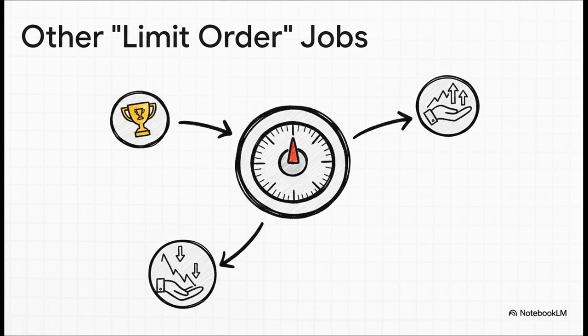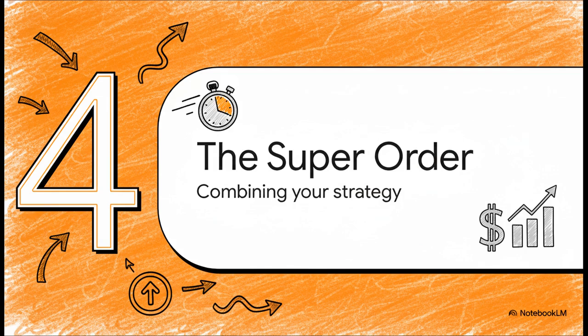You can set a profit target so it automatically sells when your stock hits a high. Or you can use it to buy a stock you like, but only if it goes on sale to a price you've chosen. It's the same tool, just used for different goals. So versatile. Okay, let's take this a step further.